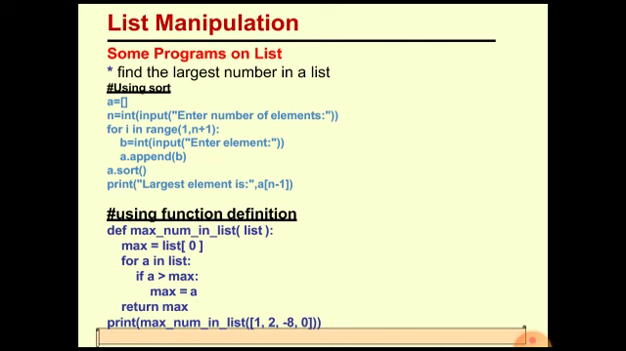Okay, so where will the biggest element be? It will be at the last index. So if there are n elements in the list, then you know that the indexing will start from 0 to n minus 1. Okay, so the last element will be at the n minus 1 position. So that is why here we will print the largest element as a[n-1]. So I hope this program should be clear to all of you.